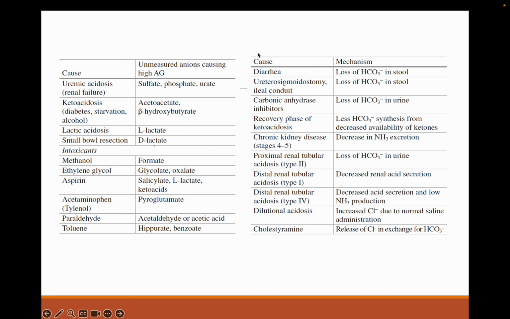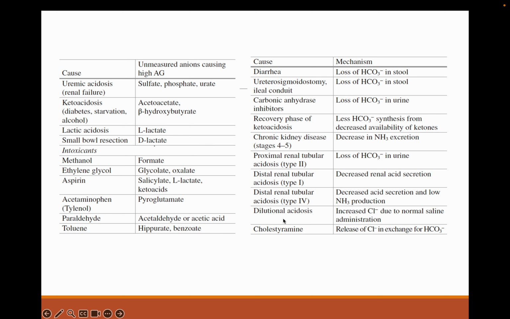These are the causes of normal anion gap metabolic acidosis. In most cases of NAGMA, the loss of bicarbonate is compensated by the conservation of chloride. Diarrhea, loss of bicarbonate; ureteric diversion, loss of bicarbonate. In proximal RTA, most are due to the loss of bicarbonate. In the case of distal RTA type 4, the hyperkalemia is due to impaired acid secretion. So these are the causes of NAGMA.